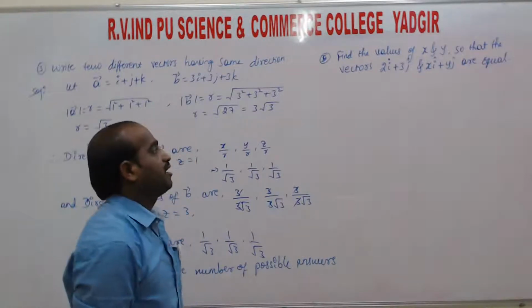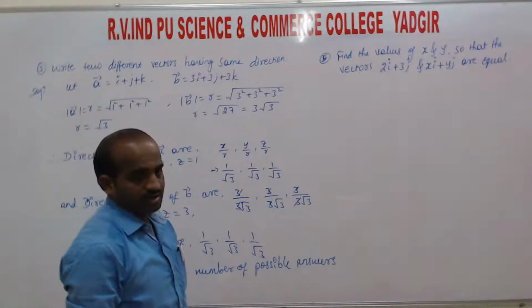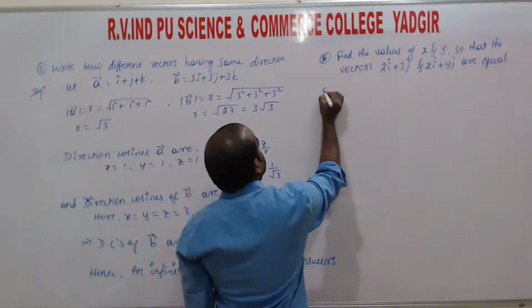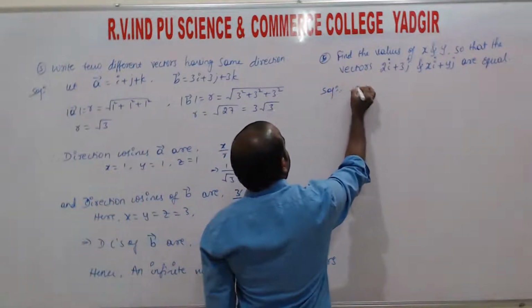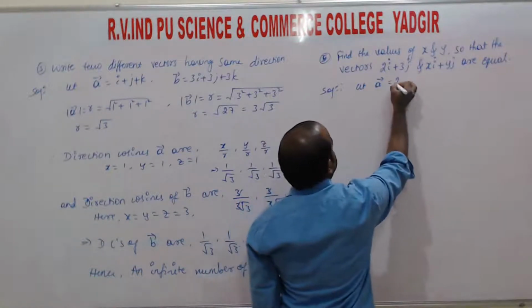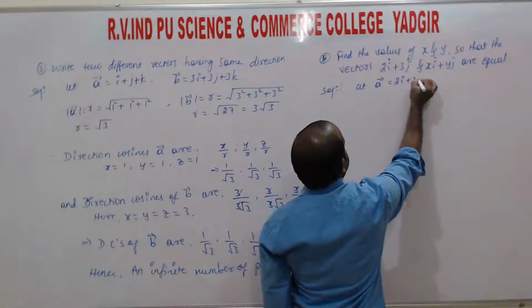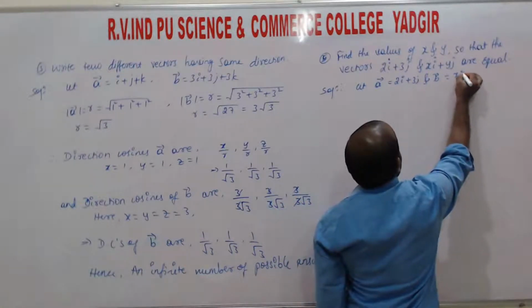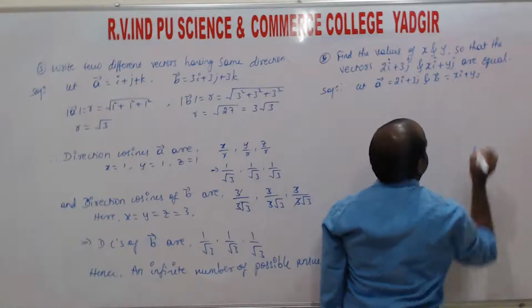Then corresponding components are also equal. Then find the values of x and y. Solution. We are taking the given two vectors: A vector is 2i plus 3j and B vector is equal to xi plus yj.